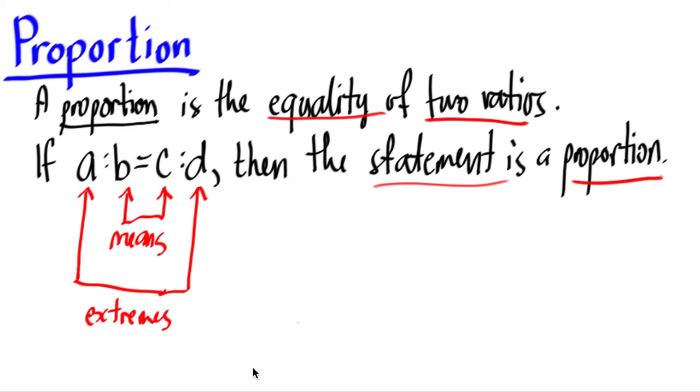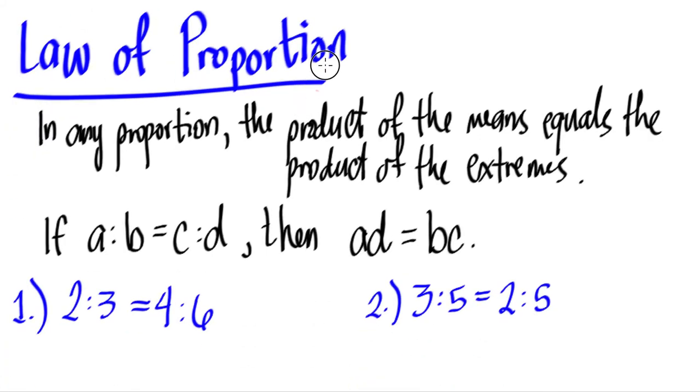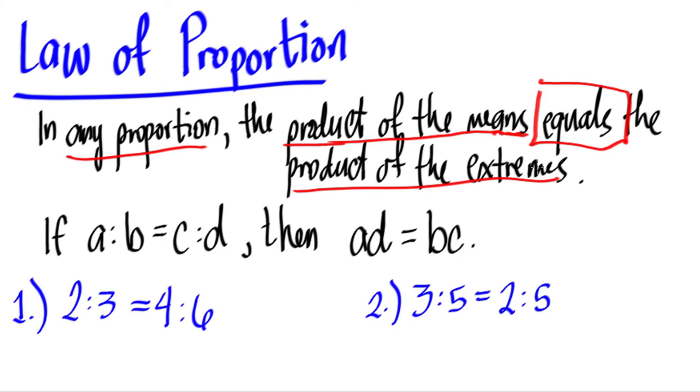We have one specific law for solving problems involving ratio and proportion. We call this the law of proportion, and it is very simply stated. In any proportion whatsoever, the product of the means equals the product of the extremes. So for all proportions, they must be equal.